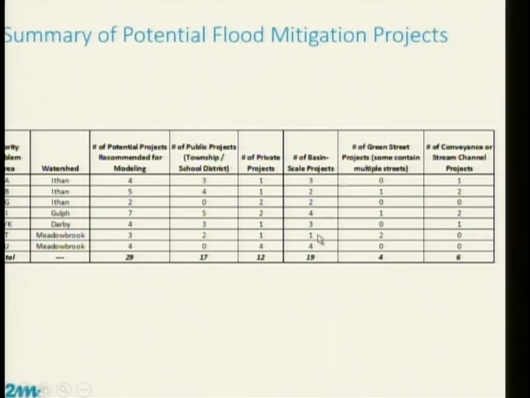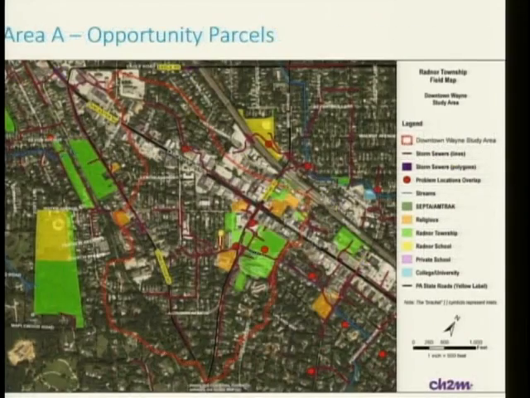Then looking at the types of projects, you can see most of them are these basin scale projects, the constructed wetlands or the bioretention or just the Banbury-esque storage, underground storage with infiltration, whether it's pavement or a vegetated surface. 4 green streets, and again, some of these, what we call one project, might be multiple green streets, multiple blocks on one street also. And then conveyance or stream channel type projects, we saw about 6 of those. So that's just how it breaks down.